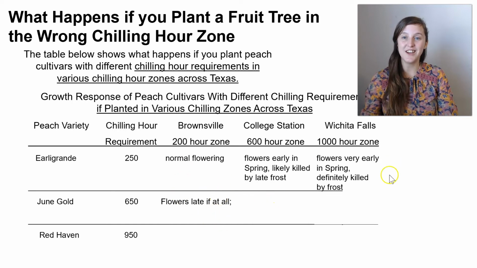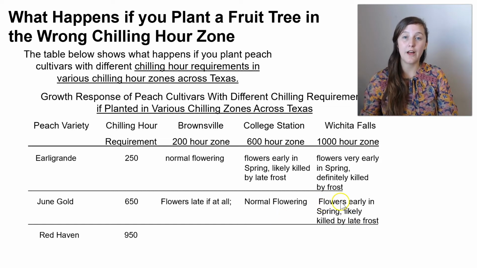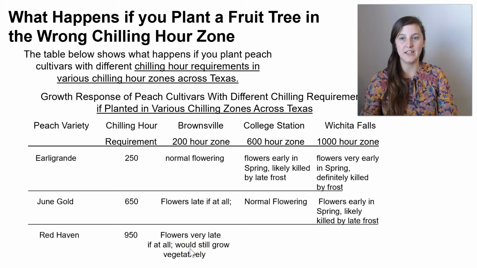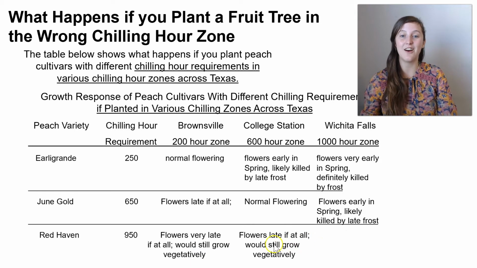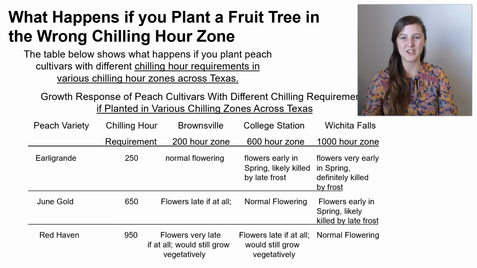If it's planted in College Station, however, what do you think? Yes, it will have normal flowering. If it's grown in Wichita Falls, it will flower very early in the spring and likely be killed by a late frost. Please pause the video and fill in what's going to happen for Red Haven. I hope that you said if it's grown in Brownsville, Texas, that it will flower very late, if at all, and the plant would just continue growing vegetatively. If grown in College Station, it would flower very late also, if at all, but still grow vegetatively. And if it's grown in Wichita Falls, it's going to have normal flowering and normal fruit production.